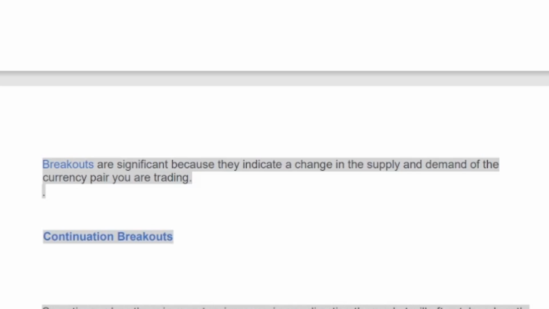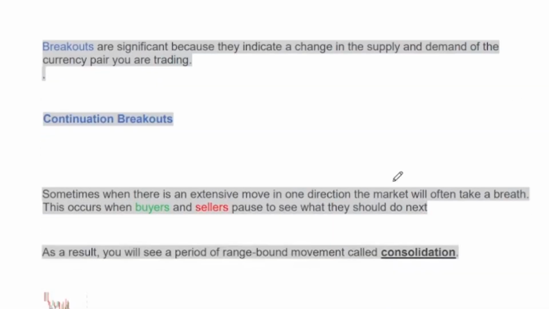So let's start now with the first type of breakout, which is a continuation breakout. Sometimes when there is an extensive move in one direction, the market will often take a breath. When we are moving down like this, the market will take a breath and start consolidating. We don't know where the market is going to be breaking. So this occurs when the buyers and sellers pause, like we've been talking about. We are making equal highs and equal lows. We are in the consolidation, okay?